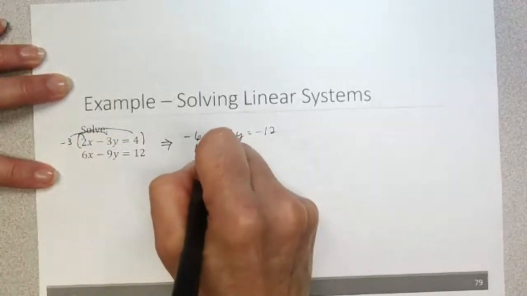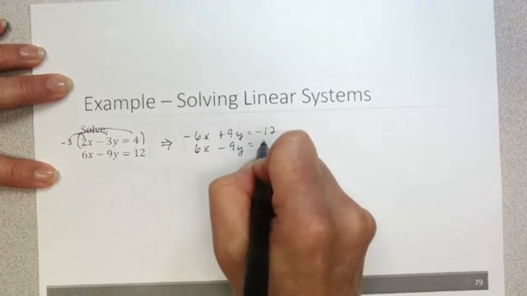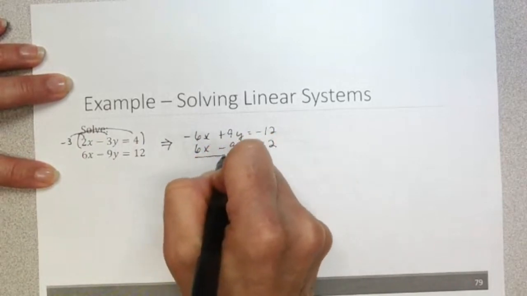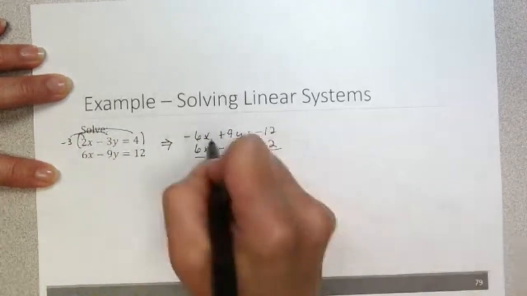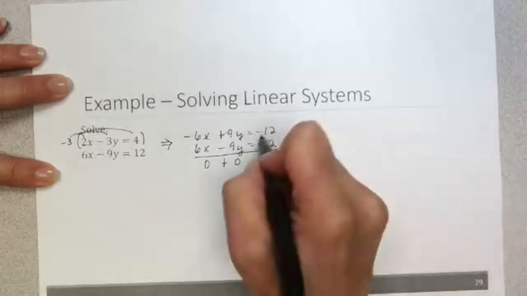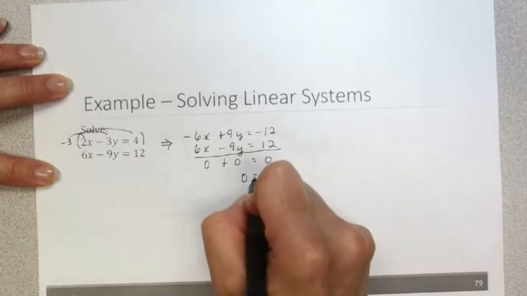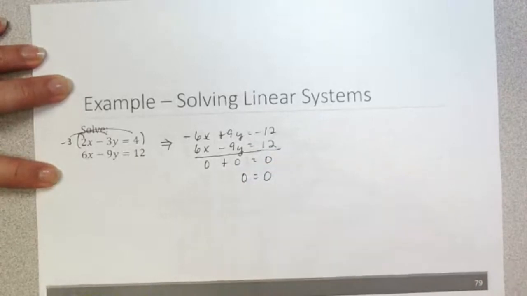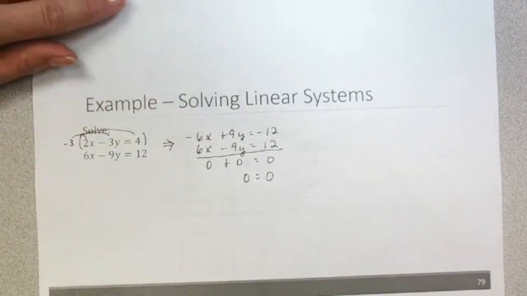Right? Let me copy over that second equation. 6x minus 9y equals 12. And let's add them. This is interesting, isn't it? Look, -6x, +6x, well, that's 0. +9y, -9y, that's 0. -12 and +12, that's 0. So we end up with 0 equals 0. Is that true? Sure is. It's always true, isn't it?